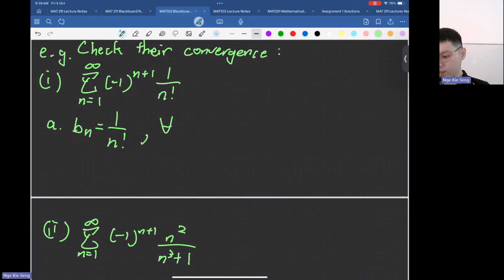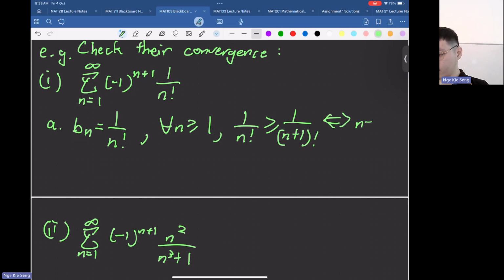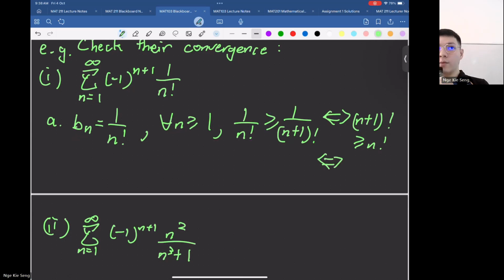So you need to check whether 1 over n factorial is greater or equals to 1 over n plus 1 factorial. But when is this true? This is true when n plus 1 factorial is greater or equals to n factorial. But is this true or not? This is true when n plus 1 is greater or equals to 1, which is when n is greater or equals to 0. But what you care about is n greater or equals to 1. So it's always true. Okay, sense?